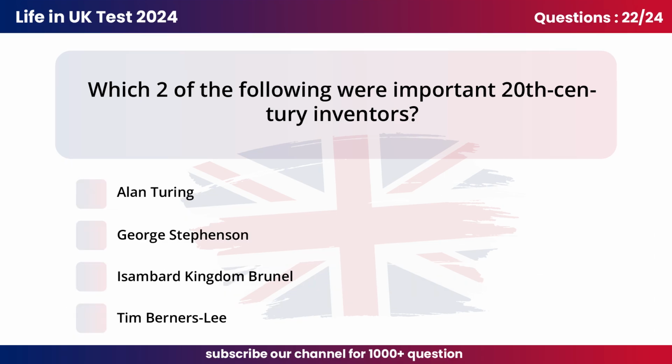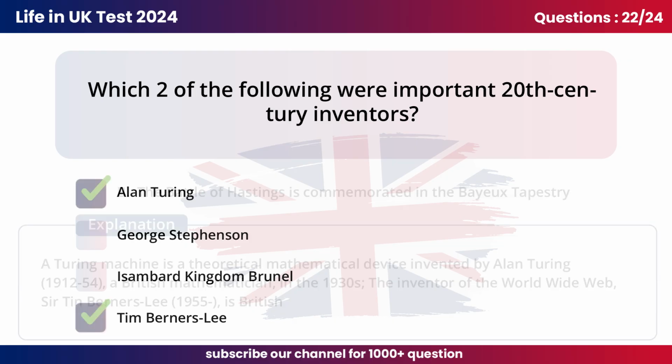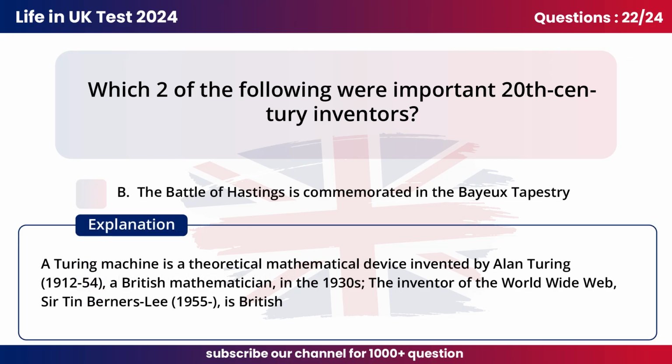Question 22. Which TWO of the following were important 20th century inventors? A. Alan Turing. D. Tim Berners-Lee. A Turing machine is a theoretical mathematical device invented by Alan Turing, 1912–54, a British mathematician, in the 1930s. The inventor of the World Wide Web, Sir Tim Berners-Lee, born 1955, is British.